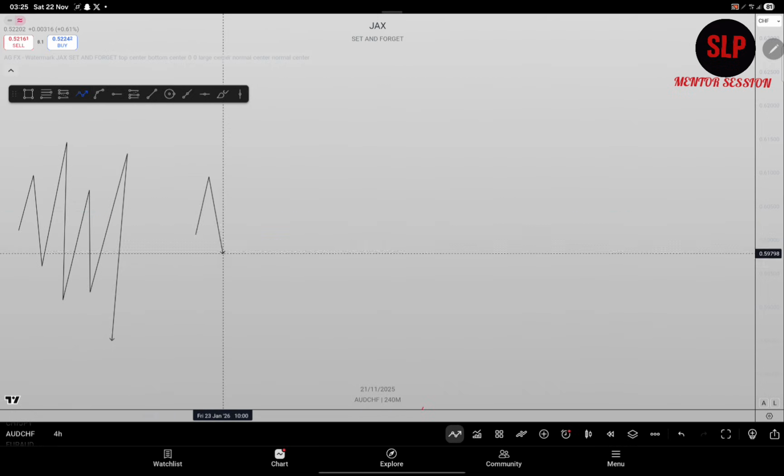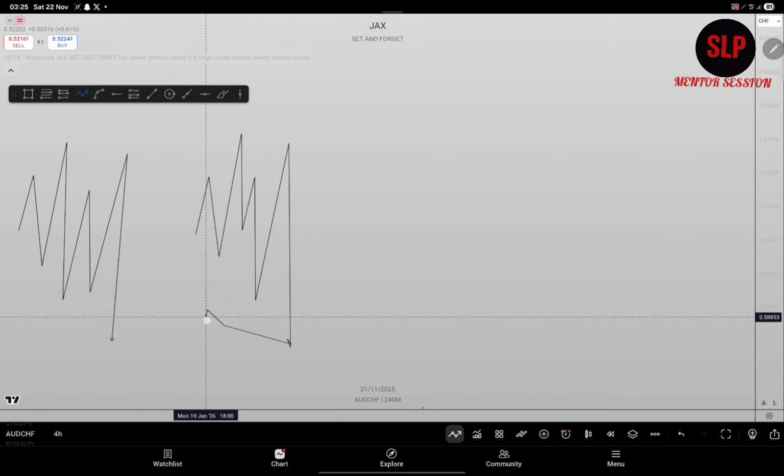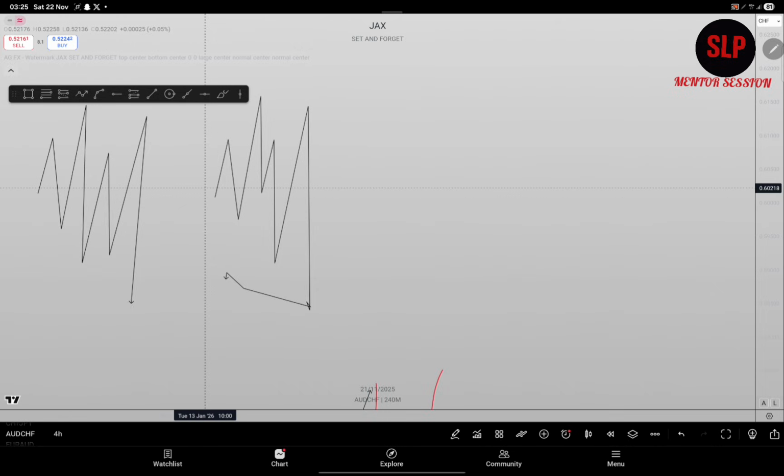For the C plus, we have this sweep, but inducement forms before the break of structure, and price taps into it. All this stuff works. Sincerely, all this stuff works, but each of them depends on the direction.